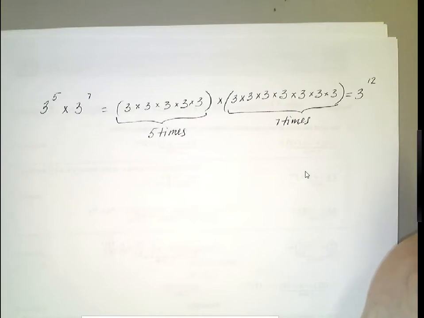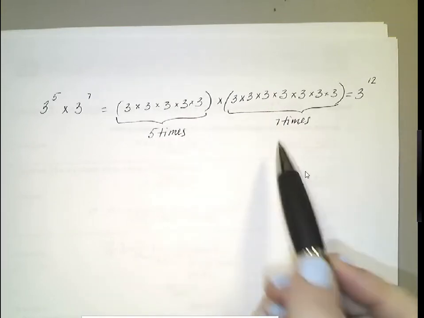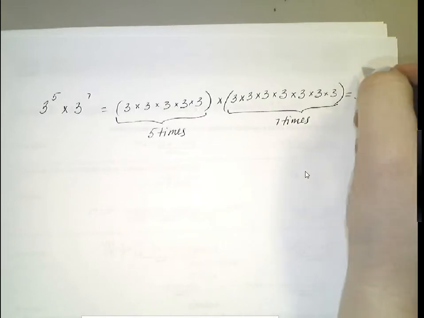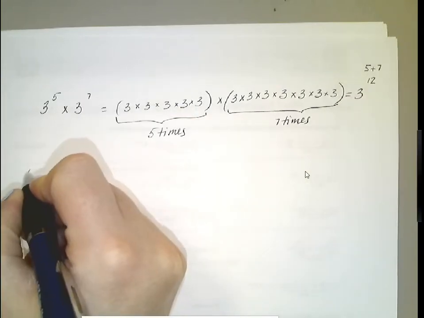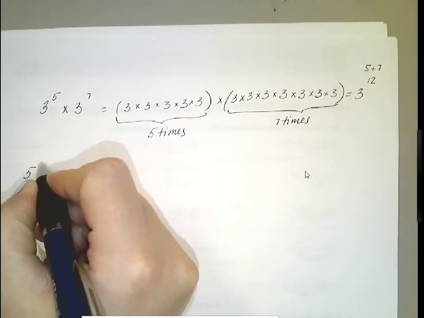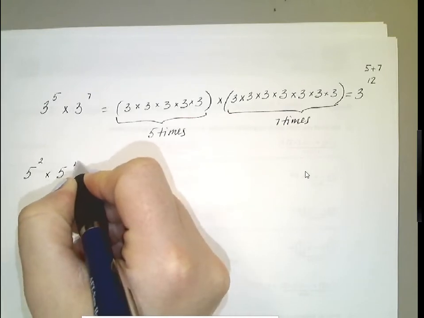What happened is I really added, right? 5 and 7. So 3 to the 12th is 3 to the 5 plus 7. Okay, I just added the exponents. Let's take a look at the second example. Let's say I have 5 to the second times 5 to the fourth.